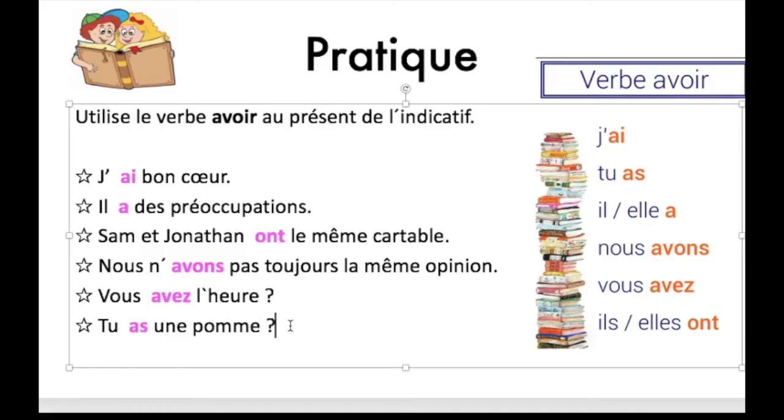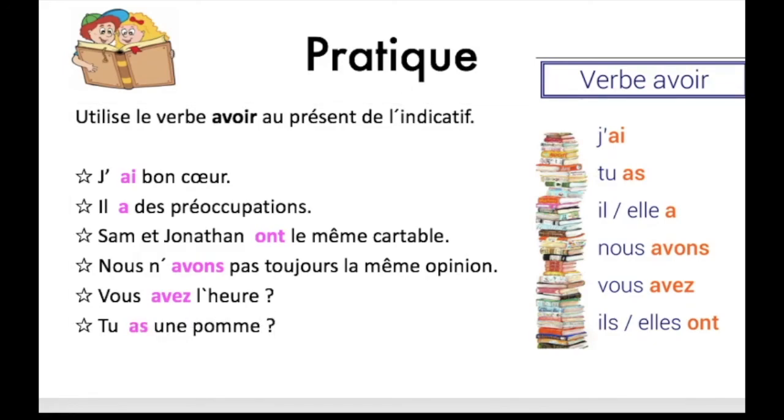Tu as une pomme. I do plan on making a follow-up video for the verb être, which means to be, which is the second most common and important verb in French. And I'll also make a series of videos for the ER verbs, the IR verbs, and the RE verbs, which are the three group verbs that I mentioned earlier on in the video.